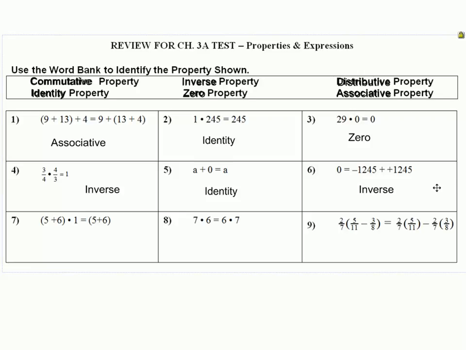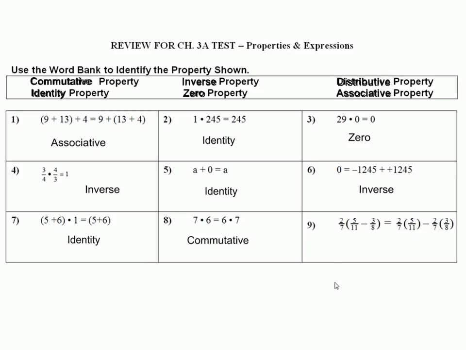Number 7 was a little tricky, but it actually is the identity property. 5 plus 6 stays exactly the same when I multiply it by 1. So there we go. Number 8, I have 7 times 6 equals 6 times 7. That is the commutative property. A clue for commutative is changing order, CO, at the beginning of commutative. Change order, commutative property.